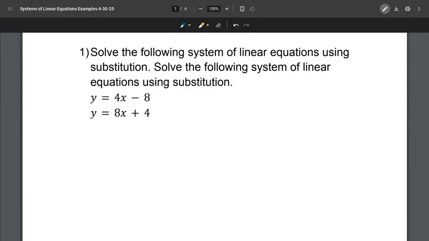In this video we are going to solve systems of linear equations using substitution. So I've got this worksheet with 4 problems we'll go over.